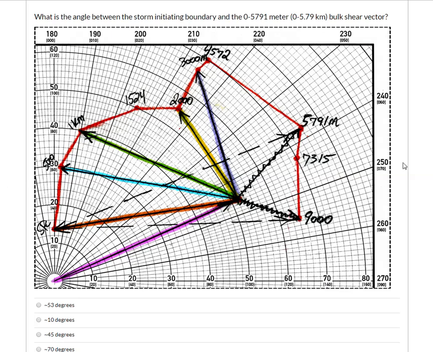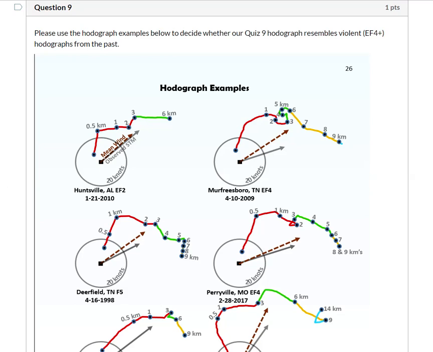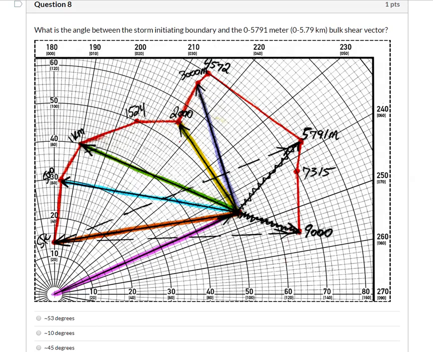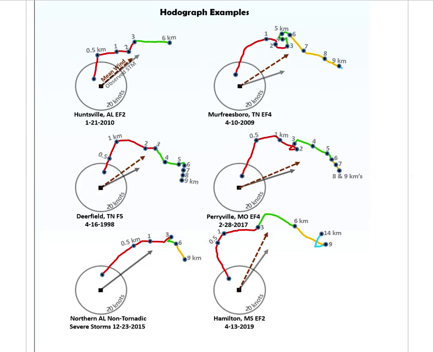Okay, so we'll move on now to question 9. Please use the hodograph examples below to decide whether our quiz 9 hodograph resembles violent EF4 plus hodographs from the past. So you'll just compare this hodograph here, the hodograph trace in red, that's what that's called, to the general shape here. And you'll compare and contrast, and I'm sure after looking at it for a while, you'll probably have to study it for a spell, but you'll be able to get this question.